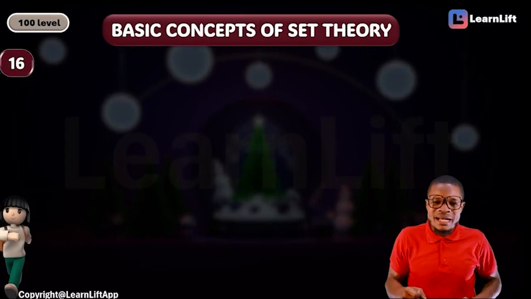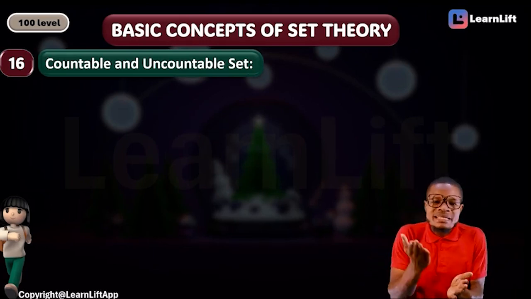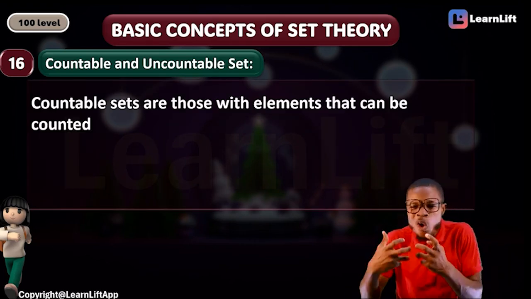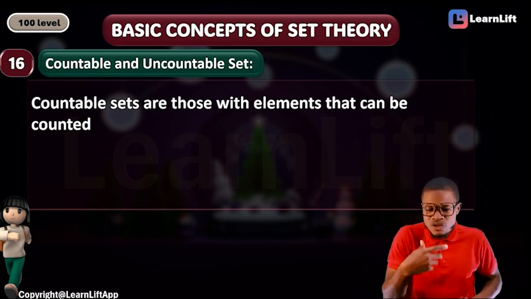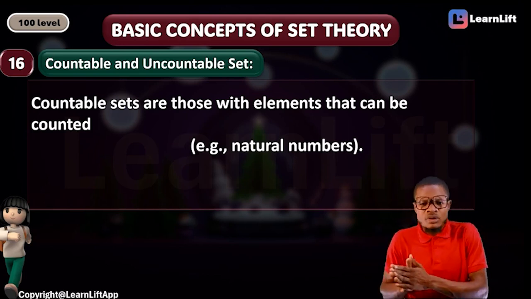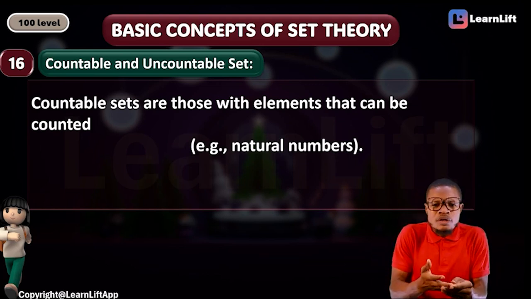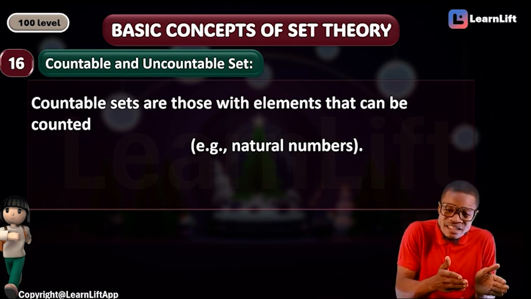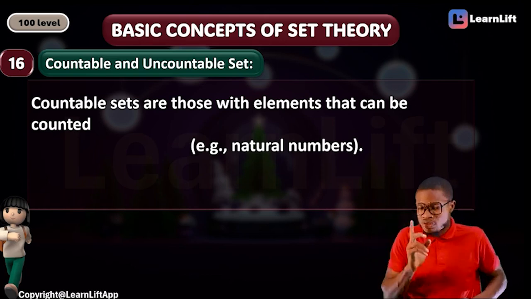Now, number 16 is called countable and uncountable set. Let's combine the two. What do we mean by saying the set is countable? What do we mean by saying the set is uncountable? Countable sets are those with elements that can be counted. In other words, you can count the number of elements that are there. That's your countable set, e.g., your natural numbers. Can I count natural numbers? Yes. Natural numbers are numbers that you can count. Despite the fact that they range to infinity, if you sit down and start counting them, you can write their values. Natural numbers start from 1 to infinity, positive infinity. That's your natural numbers.